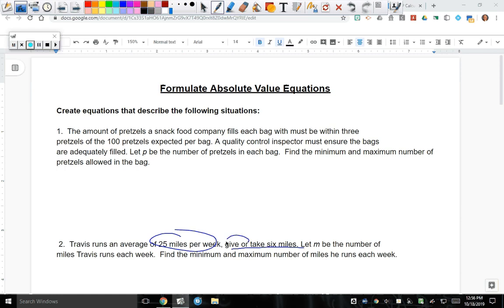Give or take is another way of saying margin of error. Okay? Greater than or less than within 6 miles. So there's the 6, which will always be positive. And we're looking at, let's do M for miles. Yep, right there.